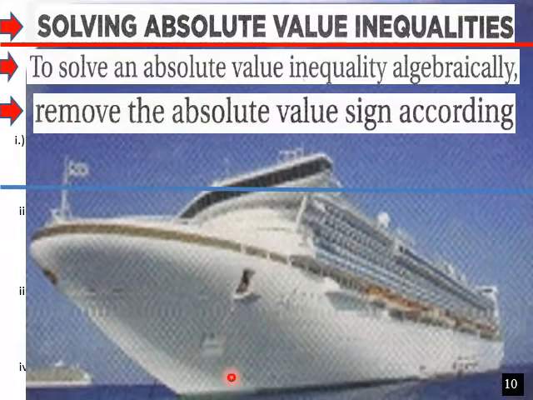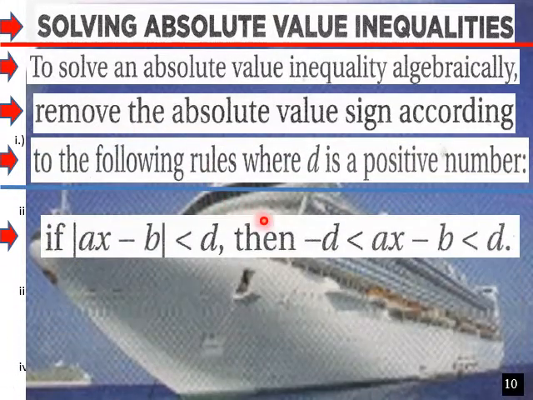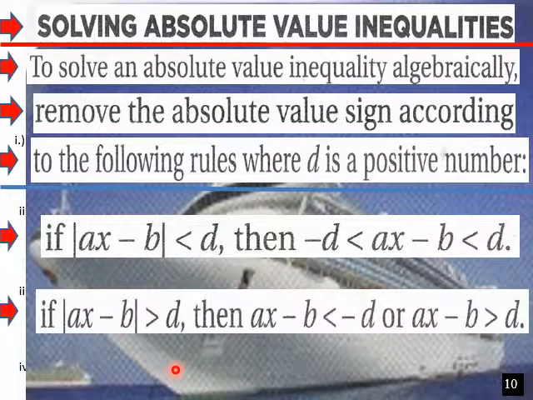Solving absolute value inequalities. To solve an absolute value inequality algebraically, remove the absolute value sign according to the following rules, where d is a positive number. If |ax minus b| is less than d, then negative d is less than ax minus b, which is less than d. So we have a complex inequality here. And if |ax minus b| is greater than d, we do the same thing, only now ax minus b is less than negative d, or ax minus b is greater than d.